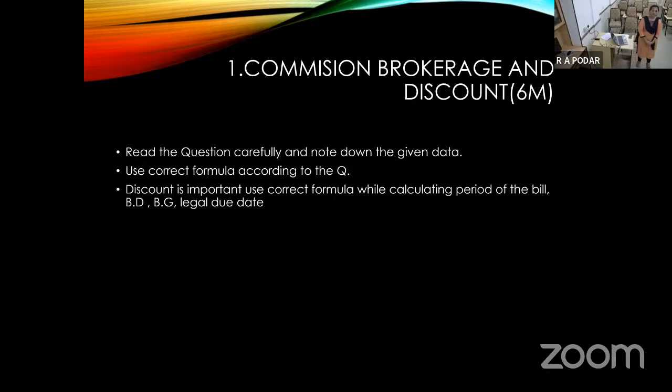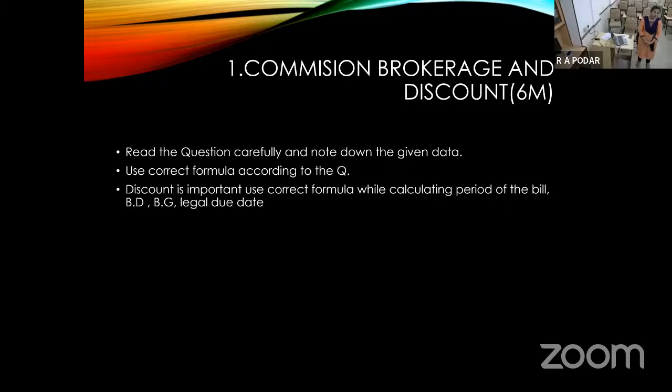So the first topic we have is commission, brokerage and discount. What is in this topic, commission and brokerage? Basically, it has word problems. With word problems, we have to understand the problem carefully. For that, we have to read the question carefully, and whatever data is given in the question, we have to note down in our answer. With reference to that, we have to apply the appropriate formula. When we write down the given things, you will get the way to apply the correct formula.